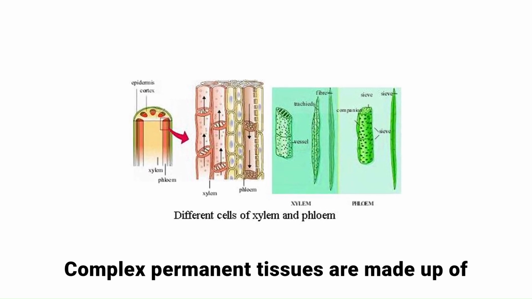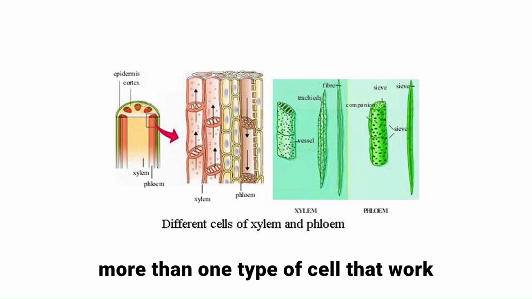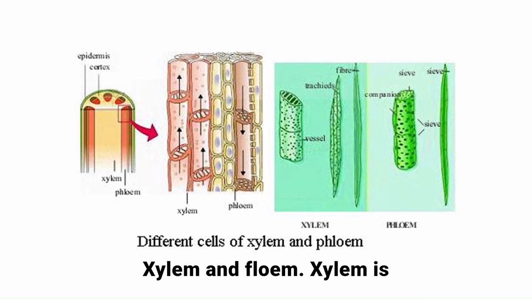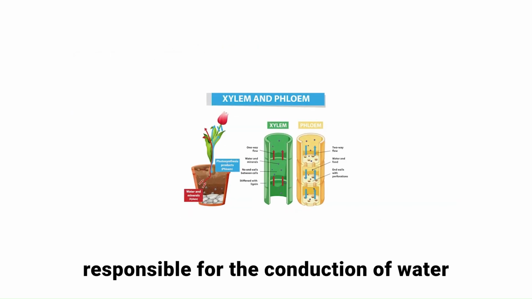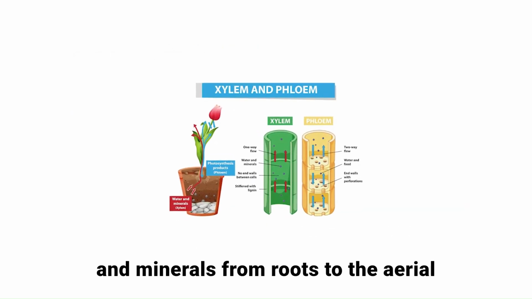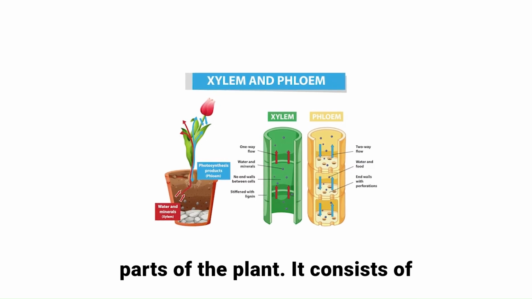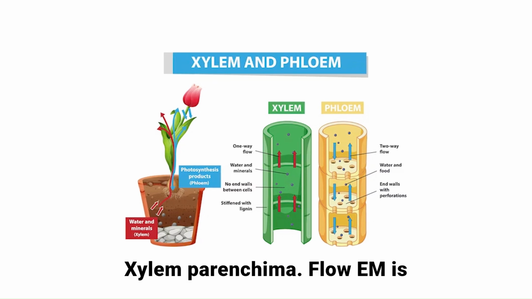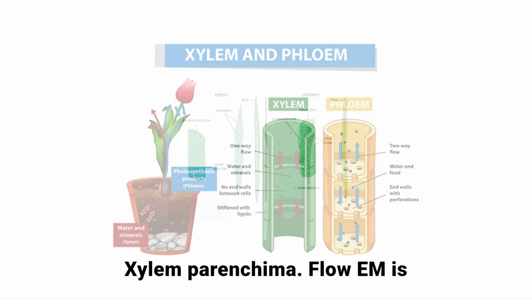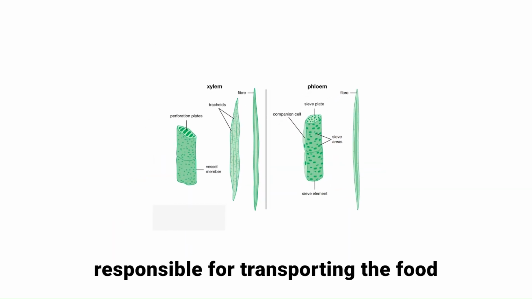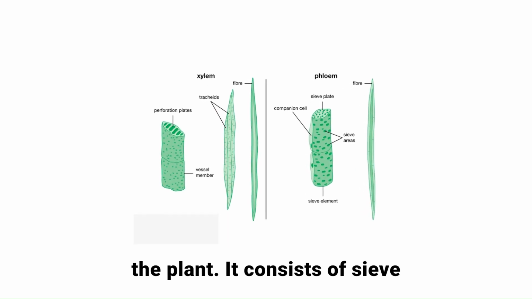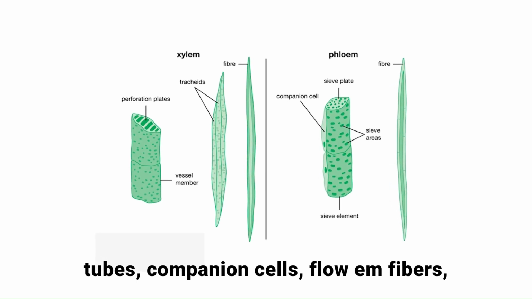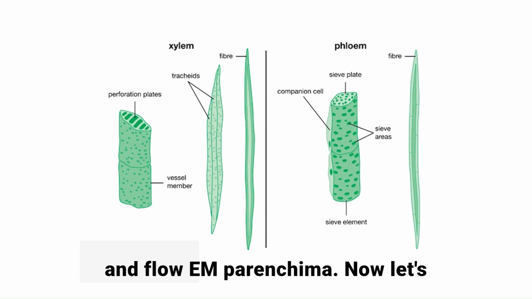Complex permanent tissues are made up of more than one type of cell that work together as a unit. These include xylem and phloem. Xylem is responsible for the conduction of water and minerals from roots to the aerial parts of the plant. It consists of tracheids, vessels, xylem fibers, and xylem parenchyma. Phloem is responsible for transporting the food prepared by the leaves to other parts of the plant. It consists of sieve tubes, companion cells, phloem fibers, and phloem parenchyma.